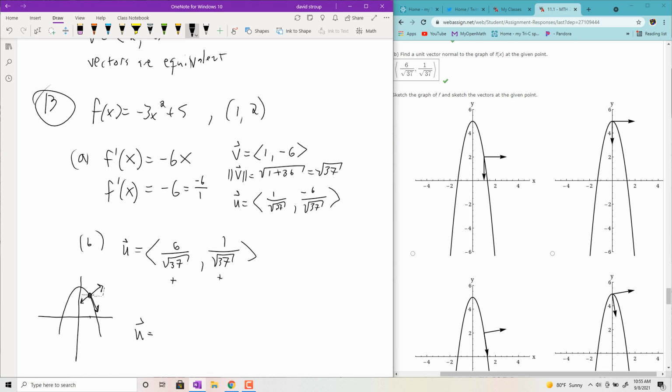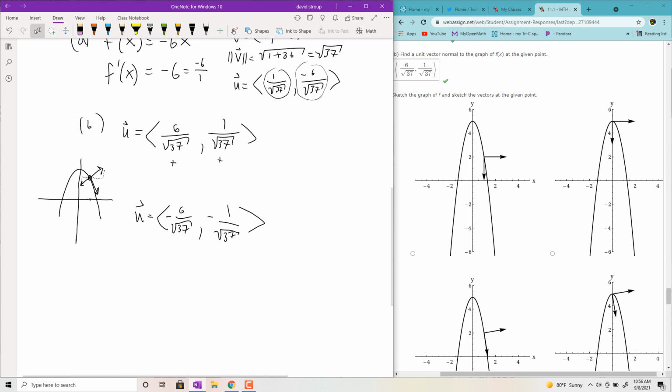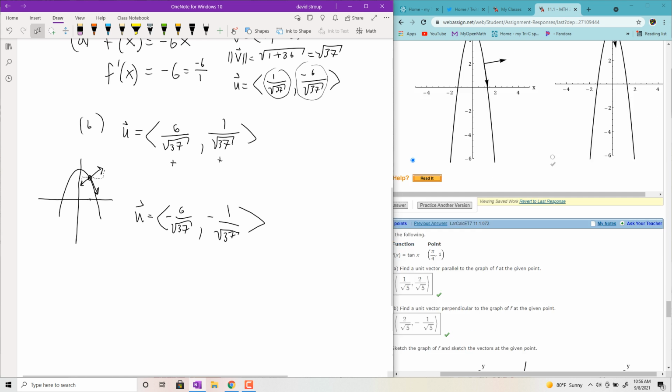So the other possible solution would be negative 6 over root 37. In other words, I kept this component the same, but negated this one. So made it negative. That's what I mean by negate. Like abusing my vocabulary, but that's what I mean. So those are the two possible solutions. I probably won't make you sketch it on the test, but if I do give you a problem like this.